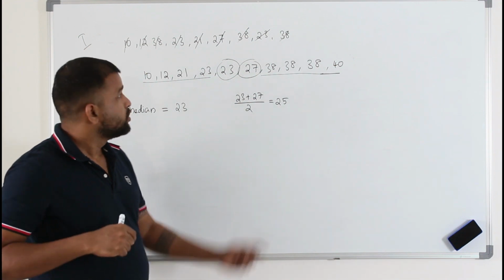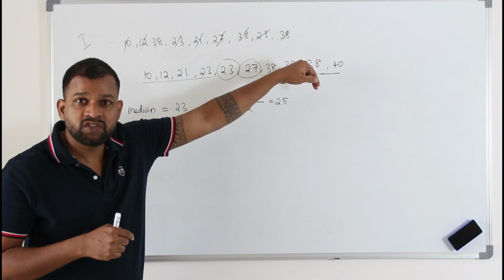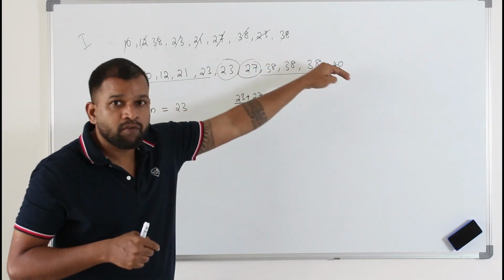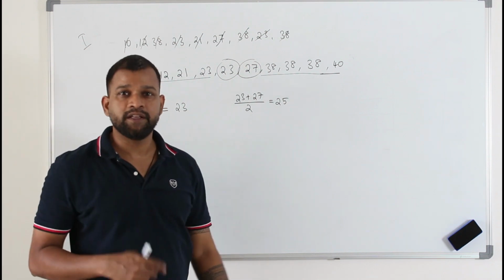That's the median. So you either get a single number if you have an odd number of entries, and if you have an even number of entries, you will get 2 middle numbers, find the average. That's the easiest way to find the median.